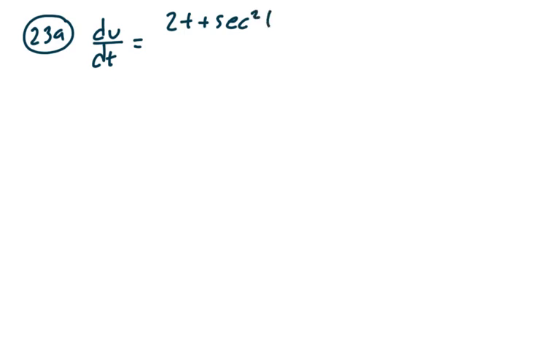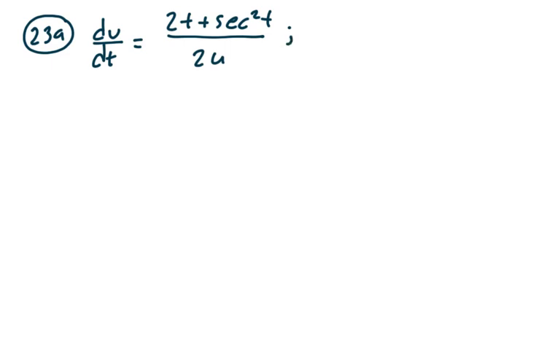Now, in this video, we can take a look at 23a. In 23a, we have du/dt is (2t plus secant squared t) divided by 2u.